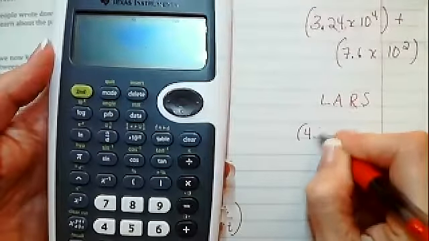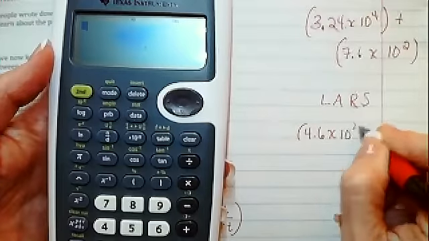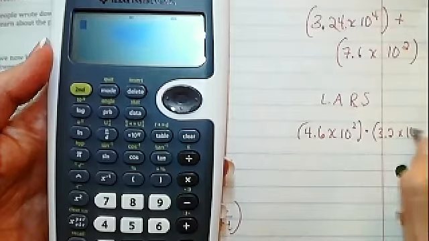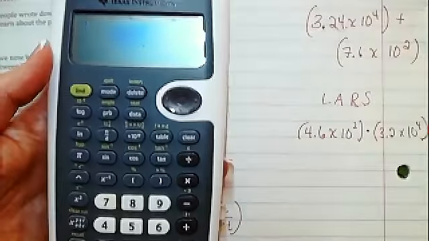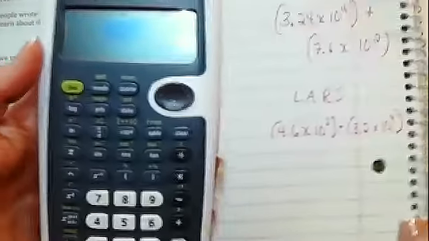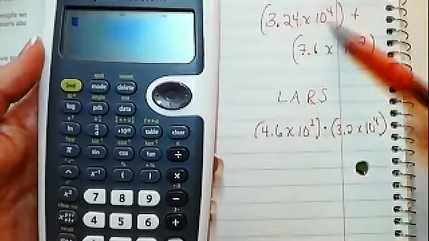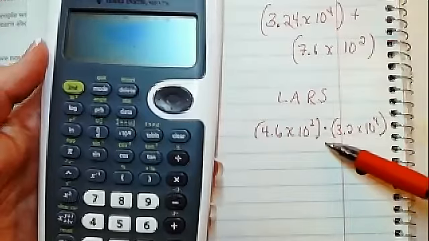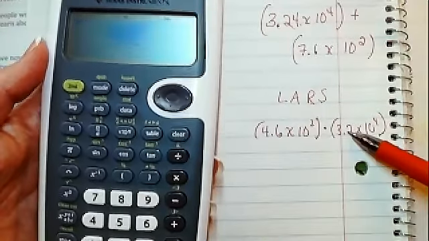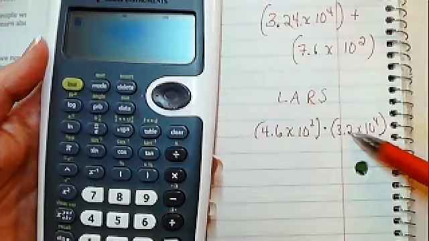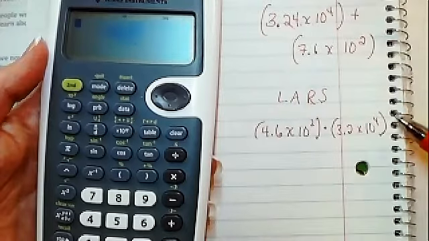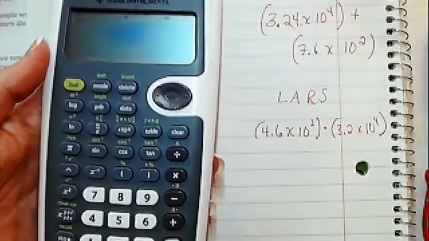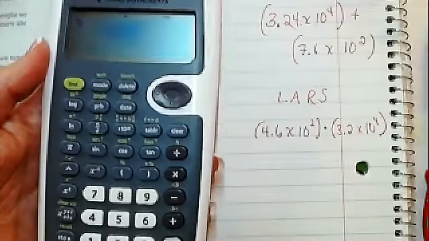Let's do 4.6 times 10 to the second times 3.2 times 10 to the fourth. Now earlier we used parentheses, which are important, but for adding and subtraction, you don't have to use parentheses, you'll get the same answer. But with multiplying and dividing, if you do not use the parentheses, your calculator will tell you an answer, but it will not be correct. That's why anytime you see parentheses, go ahead and use them in your calculator, just so you don't have to remember which ones require parentheses and which ones don't.